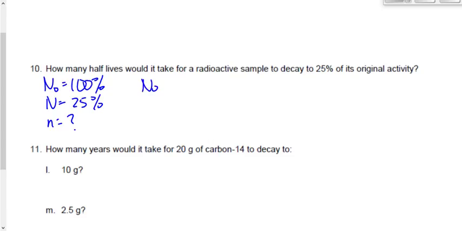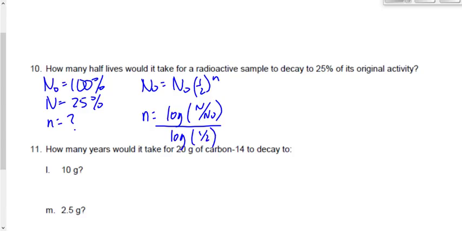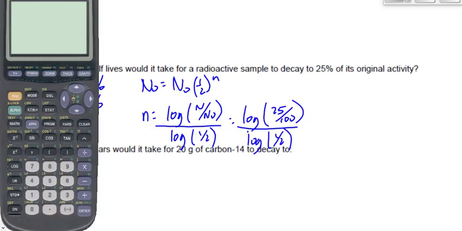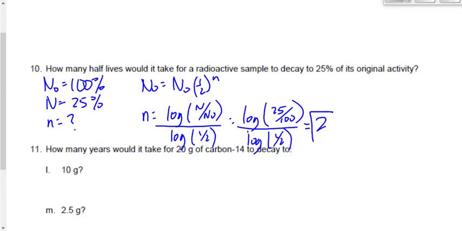So that's not how much it's gone down by, it's how much it is at the end. Okay, so here's what we want to do for this. N is equal to n0 times 1/2 to the little n, but mathematically that becomes kind of icky. If we want to solve it mathematically, we've got to use logarithms. But remember, I told you, you're never going to actually have to use logarithms. Let me go through that process just in case you want to use logarithms. This is going to be log of N over n sub 0, 25 over 100, divided by log 1/2 or log 0.5. Let's divide that by log 0.5. Get 2.